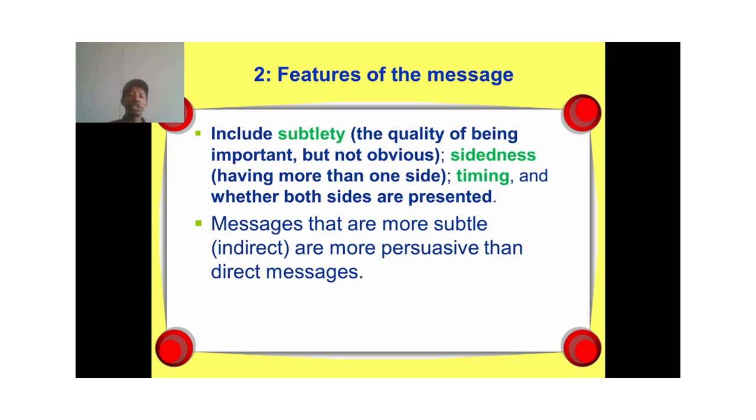Sideness. Messages having more than one side are more persuasive. And timing. So there should be the less time elapsed between the object that is persuaded and the persuader, the more persuasive the message will be. So, for instance, messages that are subtle or indirect are more persuasive than direct messages.